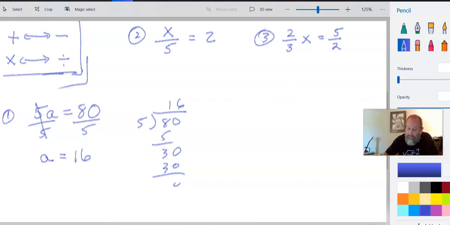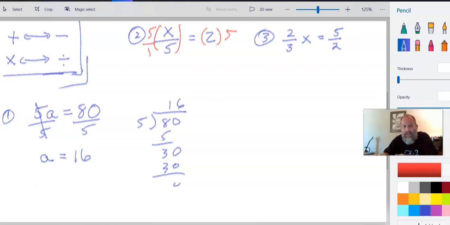Okay. Now, over here, here's what's kind of interesting is that with this one, the 5 is attached by division now. And so that's something new. So how do you undo division? That's a good question. Turns out you undo division with multiplication. It works both ways. So that means if I want to undo this division by 5, I need to multiply by 5. And if I do it to one side, I have to do it to both sides.